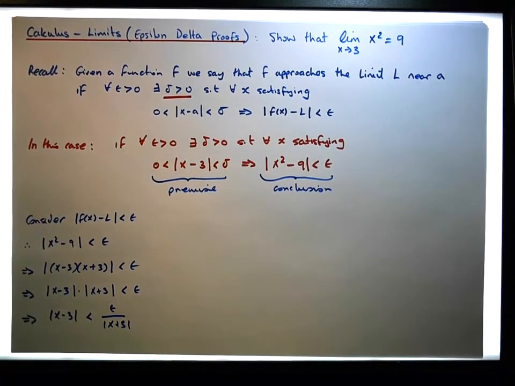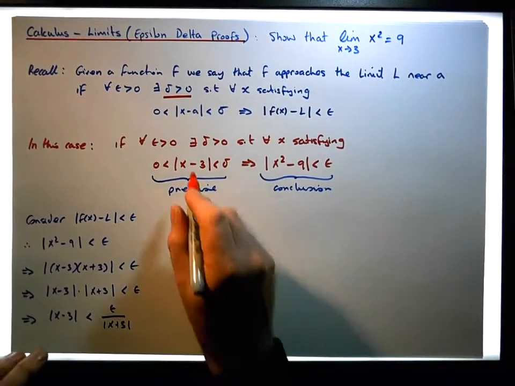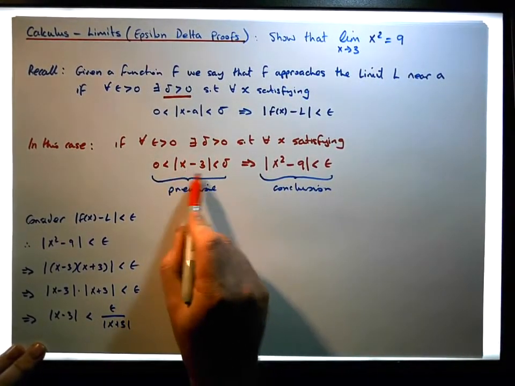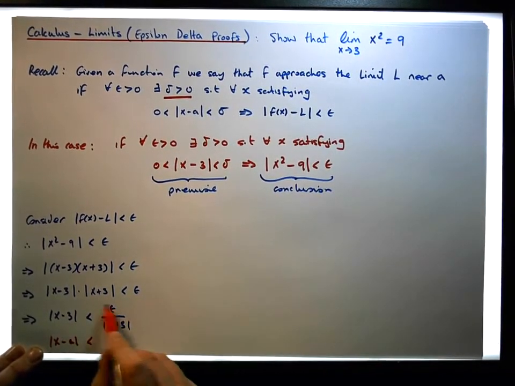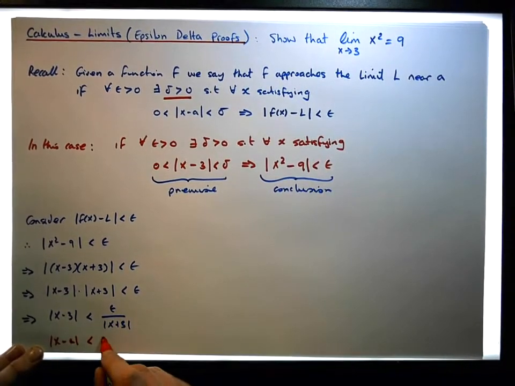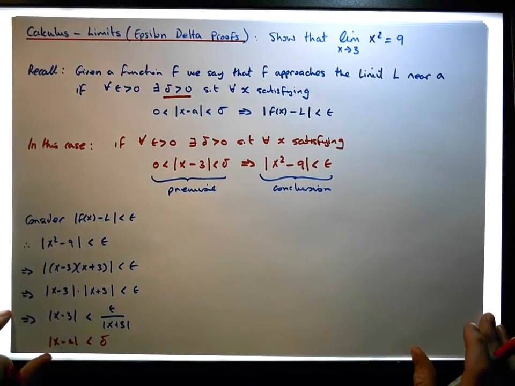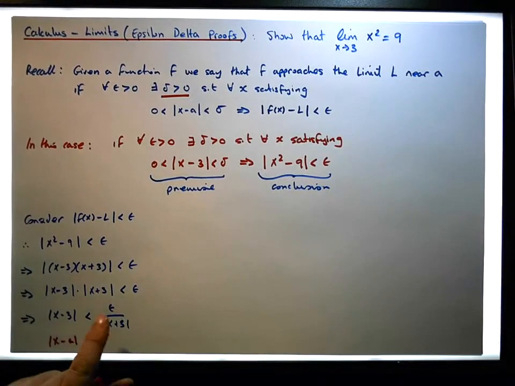So what we have here is our premise, in the form of |x - a| being less than some value, and this value is effectively delta. But we have a bit of a problem, because we want delta in terms of epsilon.